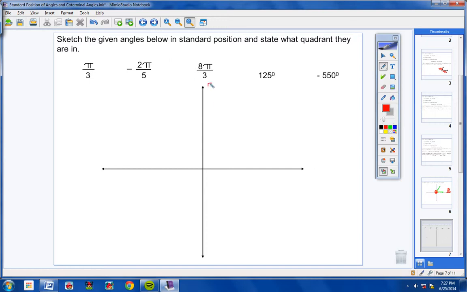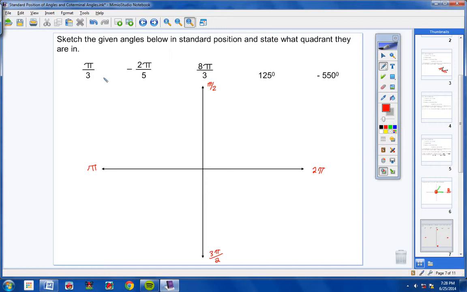Remember, when you come up here, this is 90 degrees, or pi over 2. This is 180 degrees, or we call that pi. This is 270 degrees, or we call that 3 pi over 2, or 1.5 pi. And this over here, when you rotate all the way around, is 360 degrees. We also call that 2 pi.